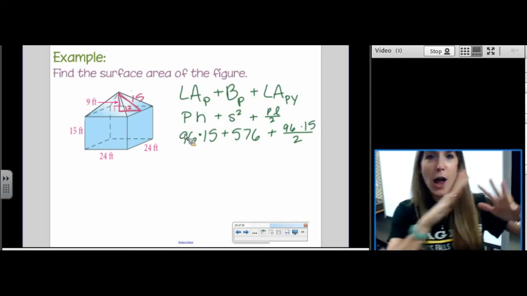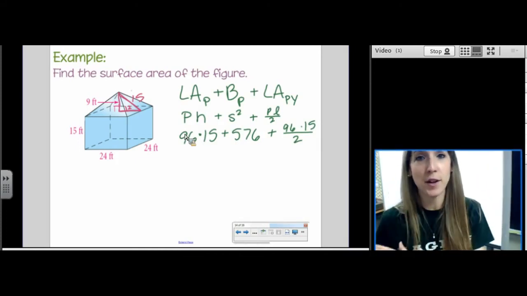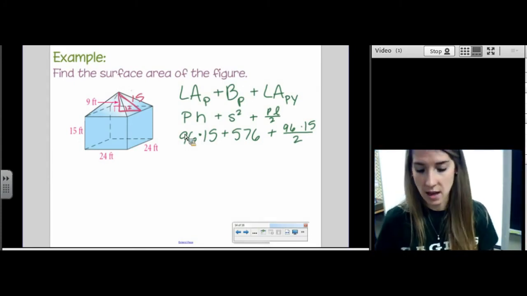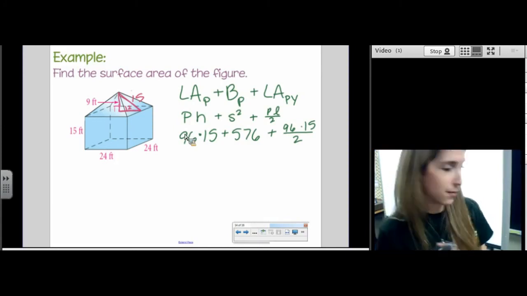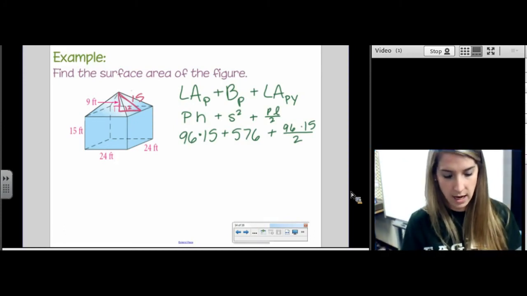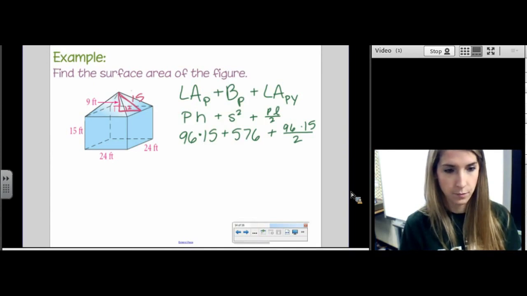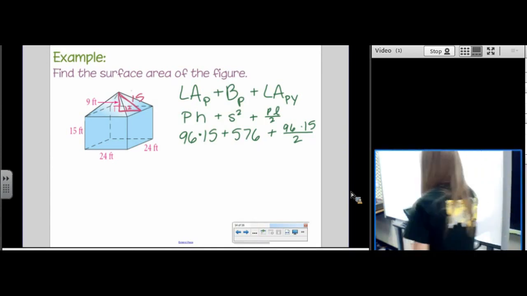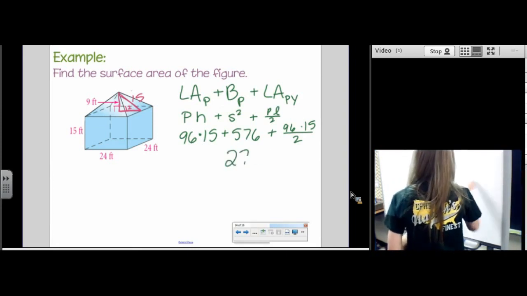Now that I have all of those values written down, notice I'm not just plugging this into my calculator. I'm writing it down first because it's so easy to make a mistake. Now that I have it all written down, I'm going to go straight to my calculator, and the calculator is going to do the rest of the work. Okay. 96 times 15, hope you're doing this with me, plus 576, plus 96 times 15, divided by 2. Okay, so I'm getting 2,736 feet squared.